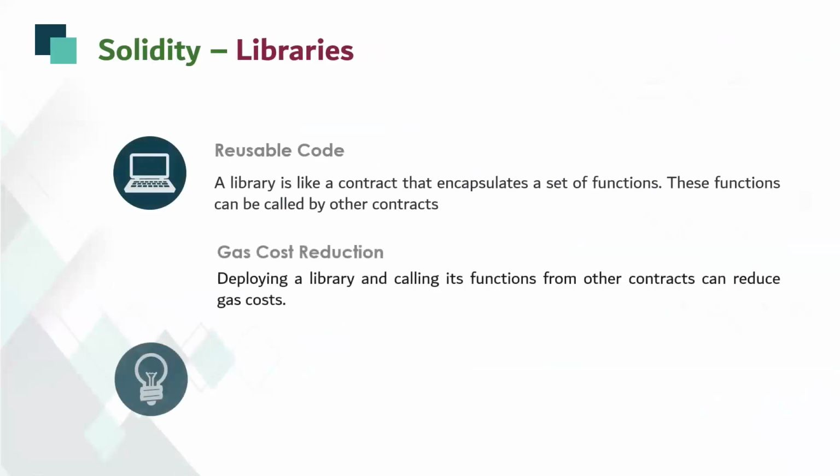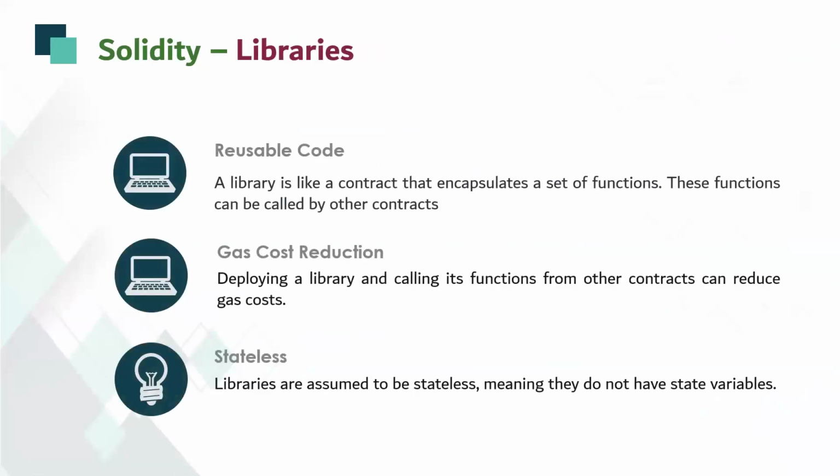Here are some key points to understand about libraries in Solidity. Reusable code. This means a library is like a contract that encapsulates a set of functions. These functions can be called by other contracts, allowing developers to reuse code and avoid duplicating functionality across multiple contracts.